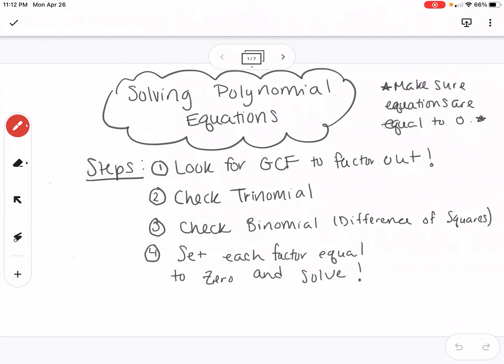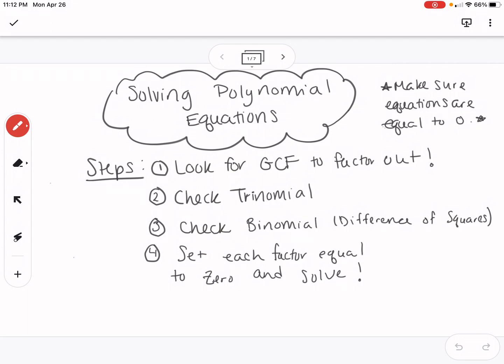In this video, we'll be solving polynomial equations using the factoring method. So basically, you're going to do factoring like we did in the previous lesson, but then we're going to use our factors to solve. Always make sure equations are equal to 0 before you start factoring.